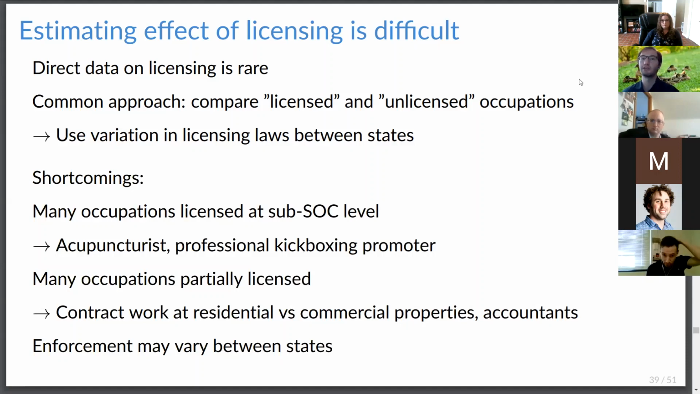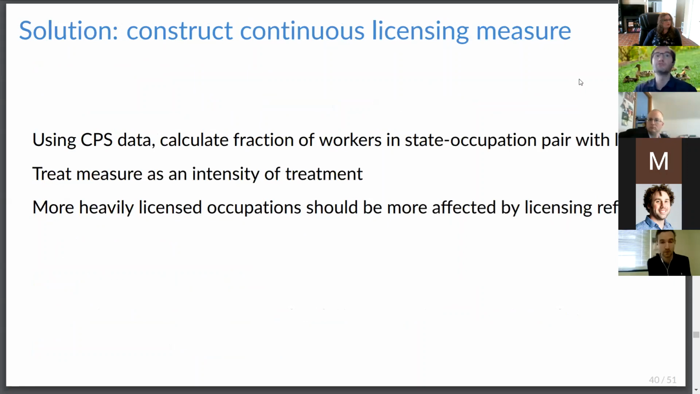And moreover, there are many occupations that may be partially licensed. So for example, if you do contract work at a residential versus a commercial property, or if you're an accountant. And moreover, enforcement may vary between states. Since I'm looking at a population where almost implicitly there's going to be some amount of non-compliance with licensing laws, I think the strength of enforcement is pretty important in this setting. And so that's why I think using this Kleiner and Soltas measure is appropriate, and that's what I do. Using the CPS data, I calculate the fraction of workers in a state occupation pair that claim to have a license. I treat this as an intensity of treatment setup. And my prediction is that more heavily licensed occupations should be more affected by California's licensing reform.